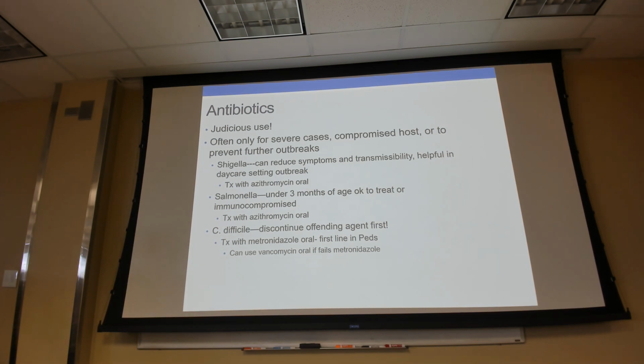If you have salmonella, so those pet iguanas that you see going on, and you have specifically under 3 months of age, or you have an immunocompromised child, then you're going to treat with azithromycin. And then back to the question of C. diff, if you truly do have symptoms of this going on, metronidazole is your first go-to in kiddos. It can be a little bit different than the adults. You're still doing metronidazole first. Oral vancomycin is your second one.